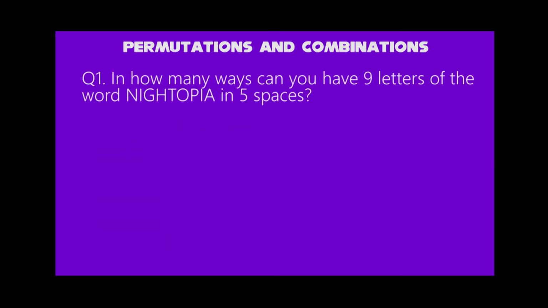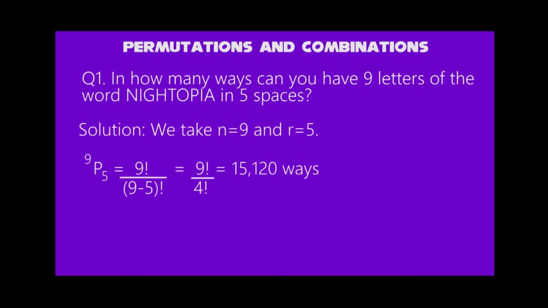Here's a question for you. In how many ways can you arrange 9 letters of the word Nightopia in 5 spaces? As you can see, we take n equal to 9, and r equal to 5, where 5 letters are selected for the spaces. Now, nPr, the permutation value, is 9 factorial divided by 4 factorial. The answer is 15,120 ways. You can take any words like Wiseman, Elliot, Sonic and others.